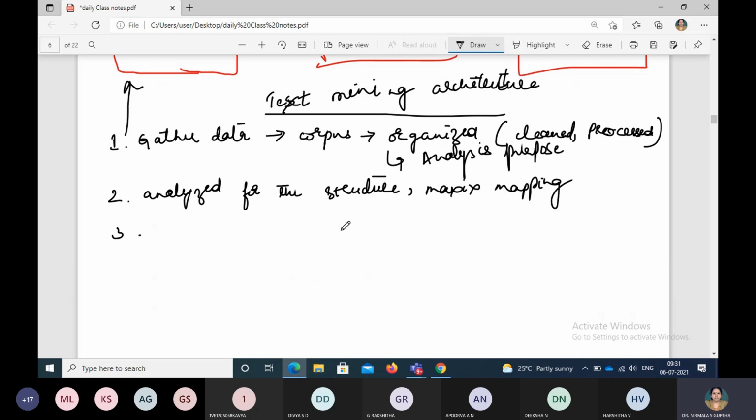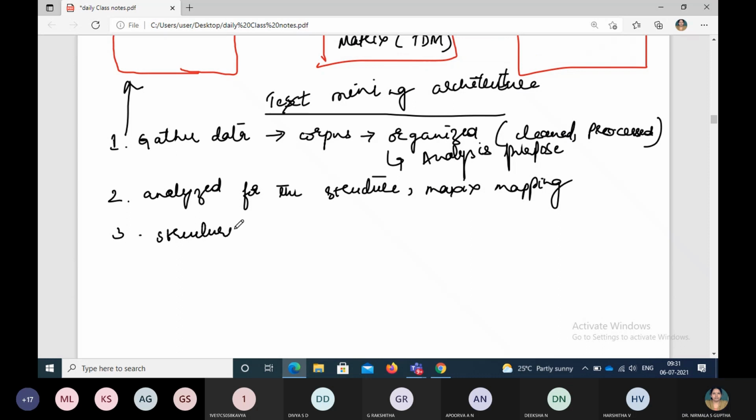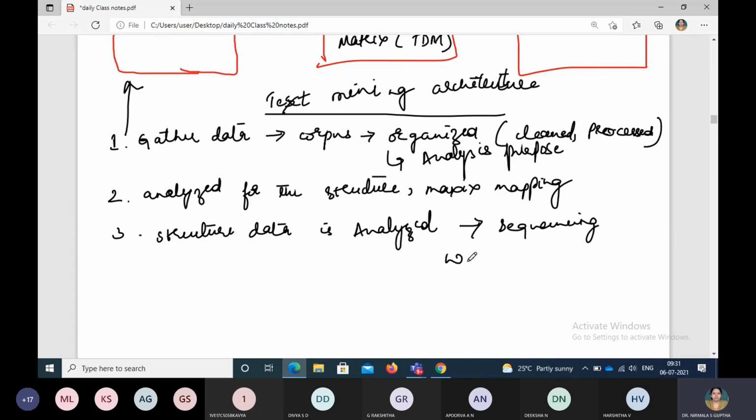So here the structured data is properly analyzed. And this analysis will be done for the word structures, sequencing, word structures, and even the frequency, because we have learnt about this frequency in association rule mining.